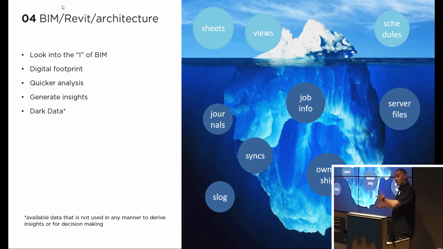So that's data, the number of files in a model. Where are they saved, for instance? If you have DWGs or Revit family files throughout all the folders in the job folder, maybe that's not the most efficient way of having it set up. The journals as well and the job info.